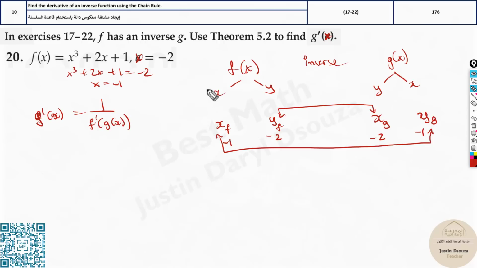See, look here, the input of the function f of x is basically the output of the inverse function. So the inverse function is basically equal to minus 1. So that's why we change this to minus 1, and then we just have to derive it at minus 1 and take 1 divided by that. So that is the understanding behind it.